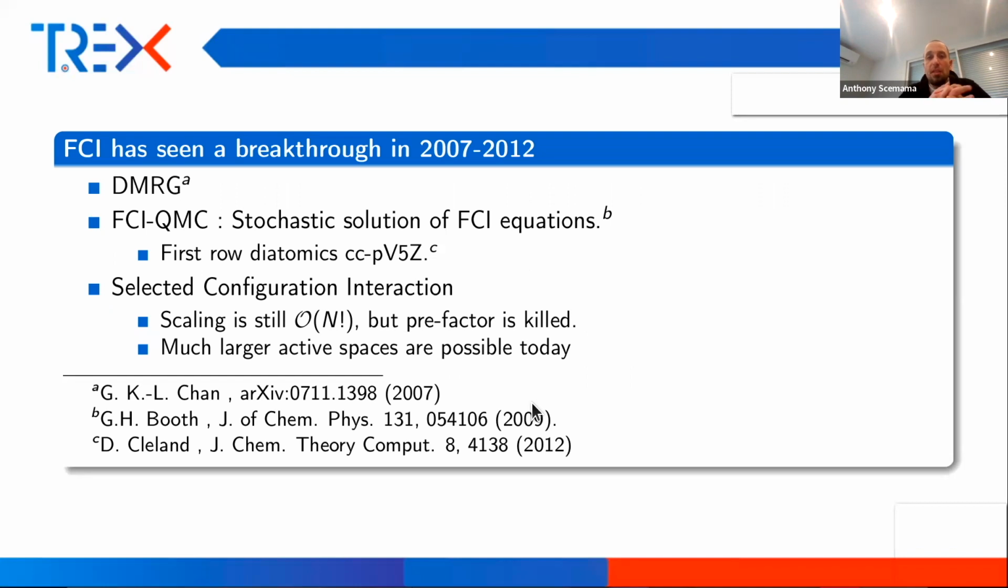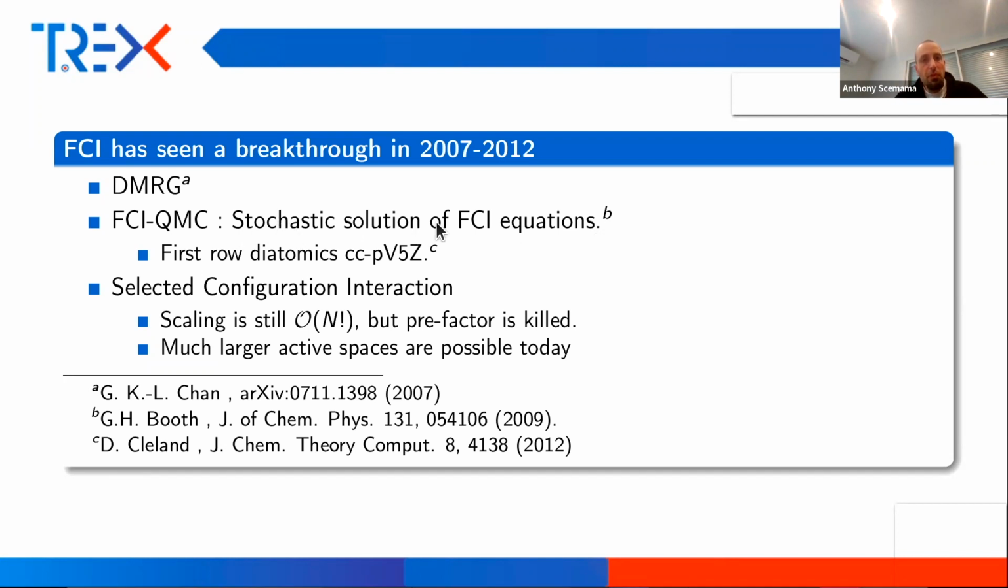So in full CI, there has been a breakthrough between 2007 and 2012. The first one was when DMRG was applied to large CAS wave functions by Garnet Chan, and then there was the group of Ali Alavi, where they developed the full CI QMC approach. Full CI QMC is a stochastic solution of the full CI equations. It is not the same as what Claudia has presented in QMC. It's really that you try to solve the full CI but using stochastic algorithms.